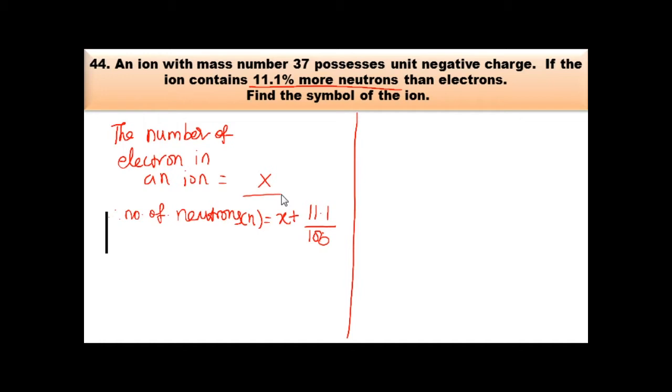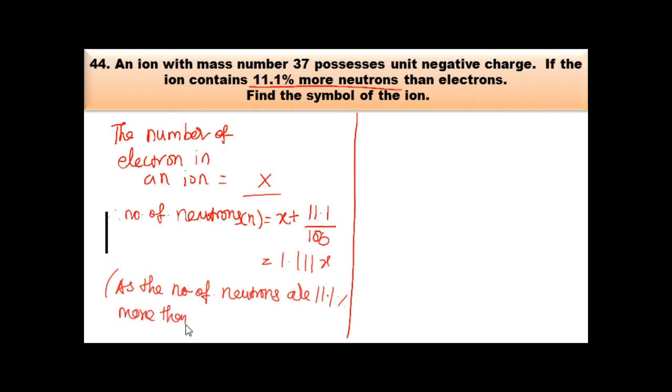So the answer is 1.11 X, as the number of neutrons is 11.1 percent more than the number of electrons. So because of that reason, the number of neutrons is 11.1 percent more than the number of electrons.